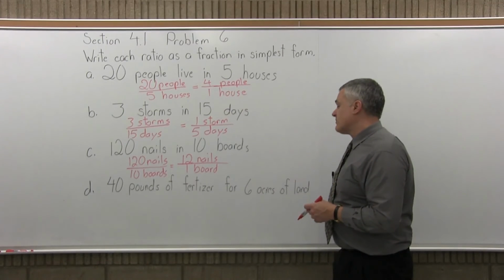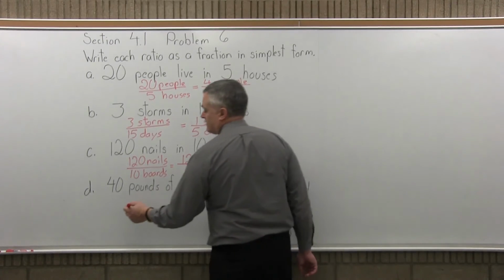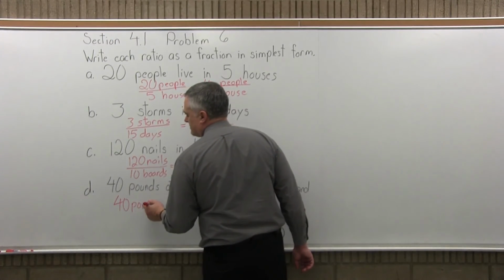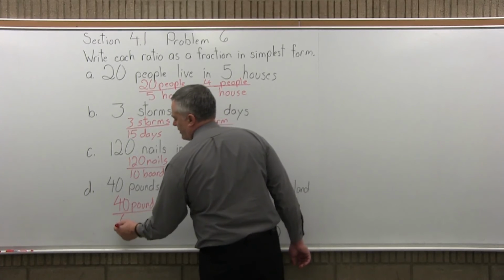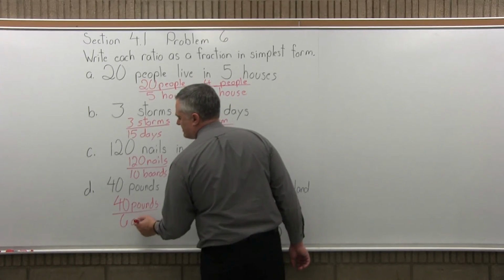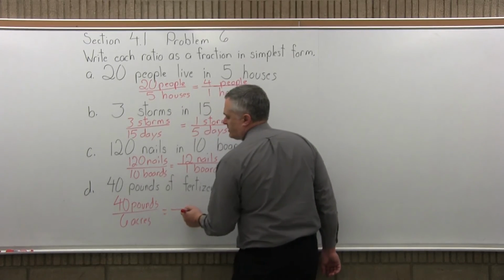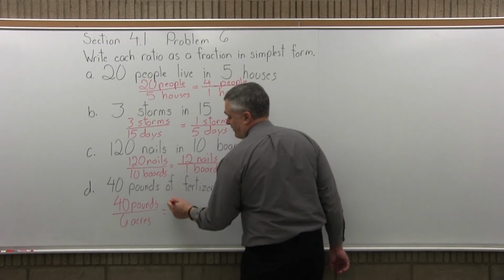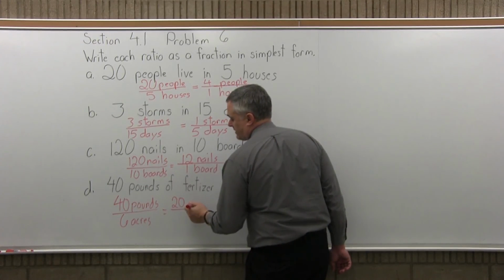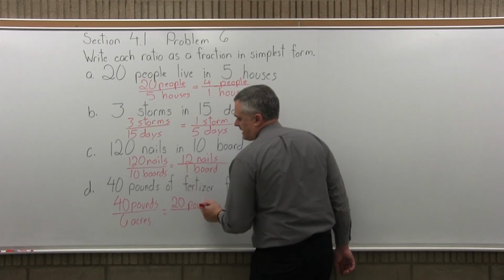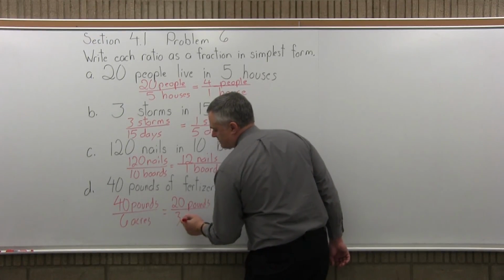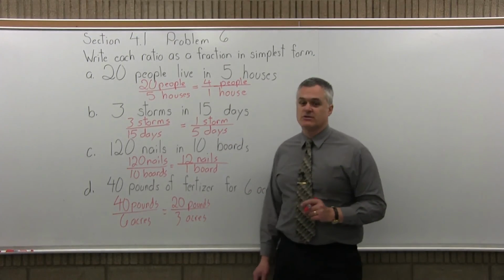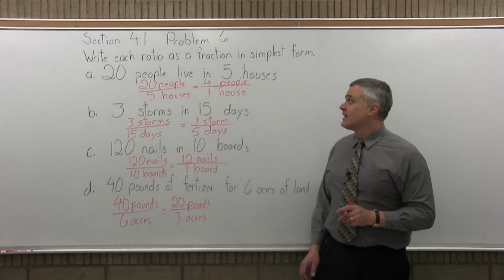And the last one, 40 pounds of fertilizer for 6 acres of land. So it'd go 40 pounds over 6 acres. And again, the numbers will reduce. They're both even, so we'll cut them in half. So half of 40 is 20. It'd be 20 pounds. And half of 6 is 3. So 3 acres. So you're going to use 20 pounds of fertilizer for every 3 acres of land. And that's number 6.